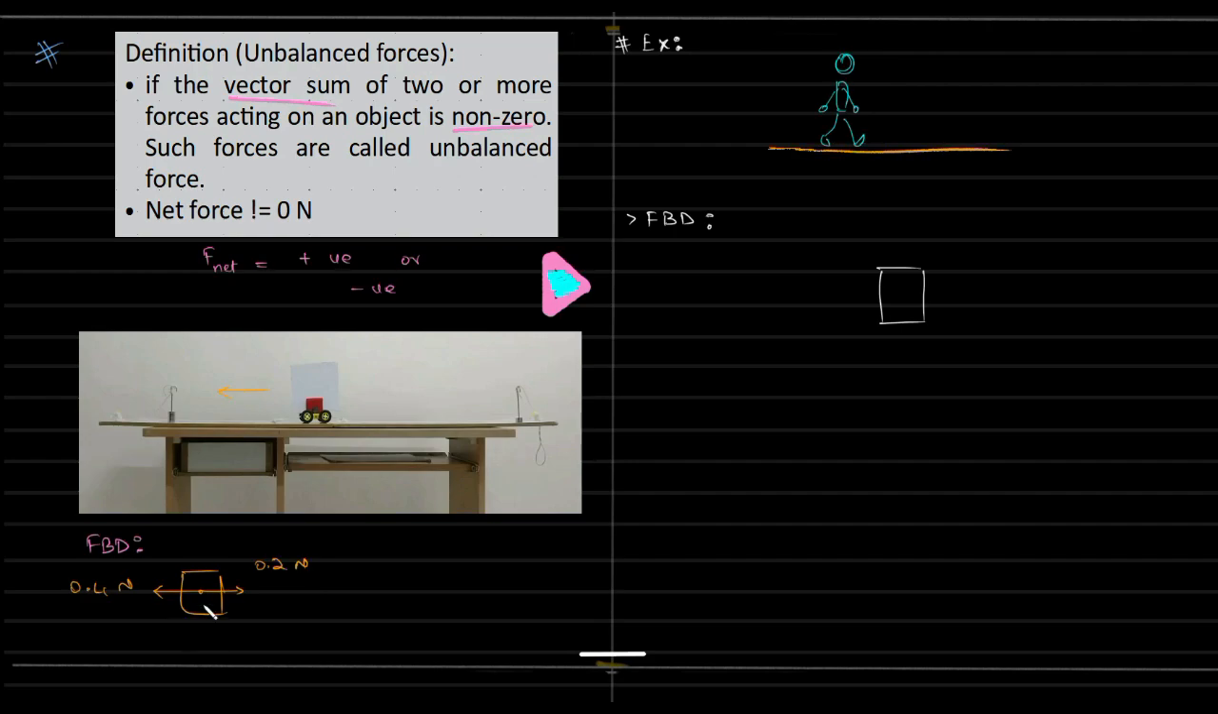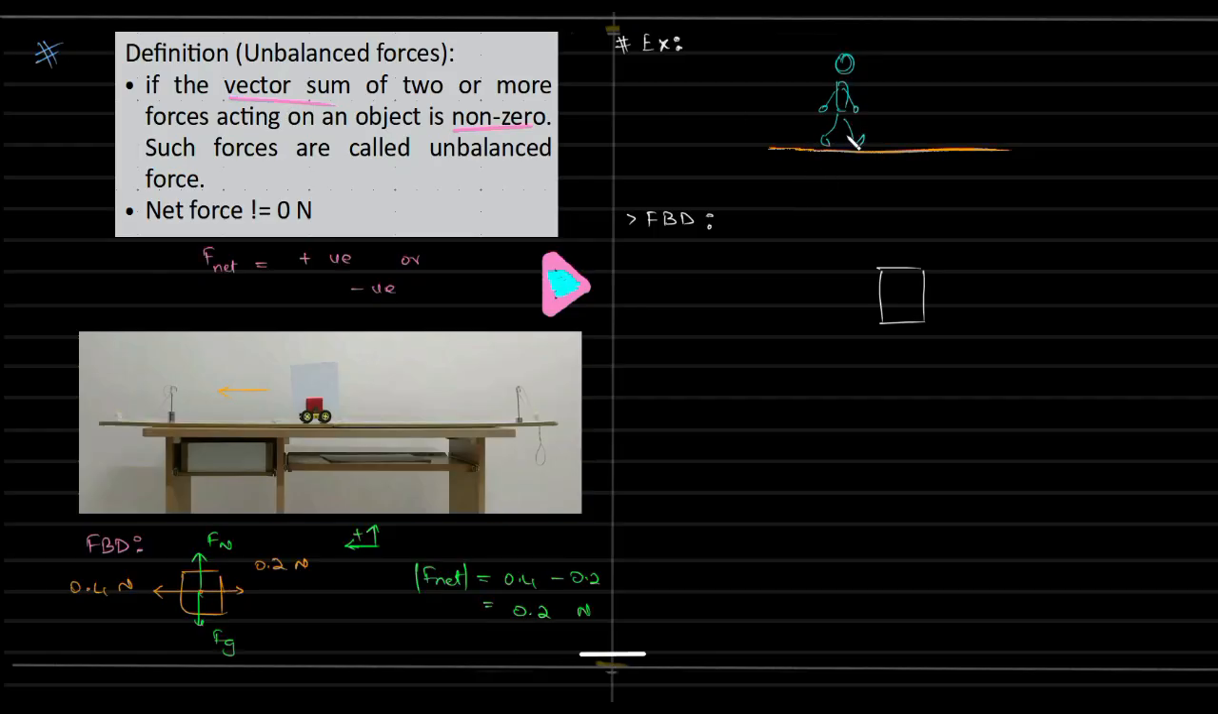This is the total force. Actually, there are two more forces, one being your gravity and one being your normal. These two are cancelling each other, but the right and the left are not cancelling each other. So F net over here, if I take left and up as positive, would be 0.4 minus 0.2, which is 0.2 Newton as your magnitude. With the direction, it would be 0.2 Newton left, right? So this is an example of unbalanced force.